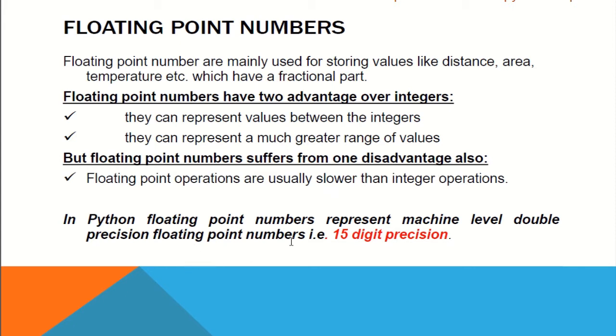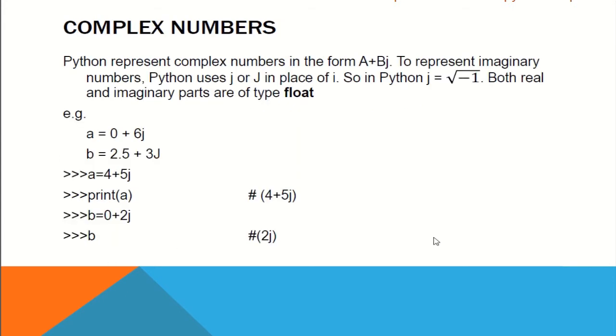In Python, floating point numbers represent machine-level double precision floating numbers, that is, 15-digit precision. Complex number: Python represents a complex number in the form a plus bj. To represent imaginary numbers, Python uses j in place of i. In Python, j is equal to the root of -1. Both real and imaginary parts are of type float. For example, a equals 0 plus 6j, b is equal to 2.5 plus 3j.